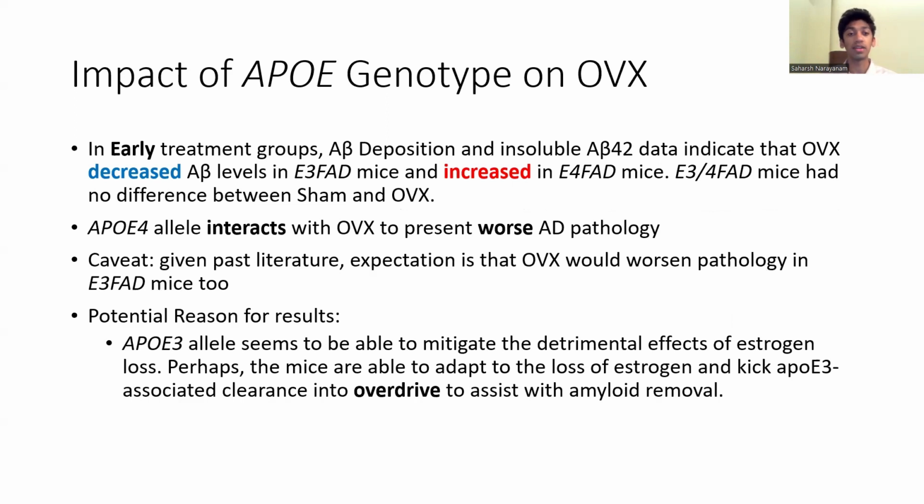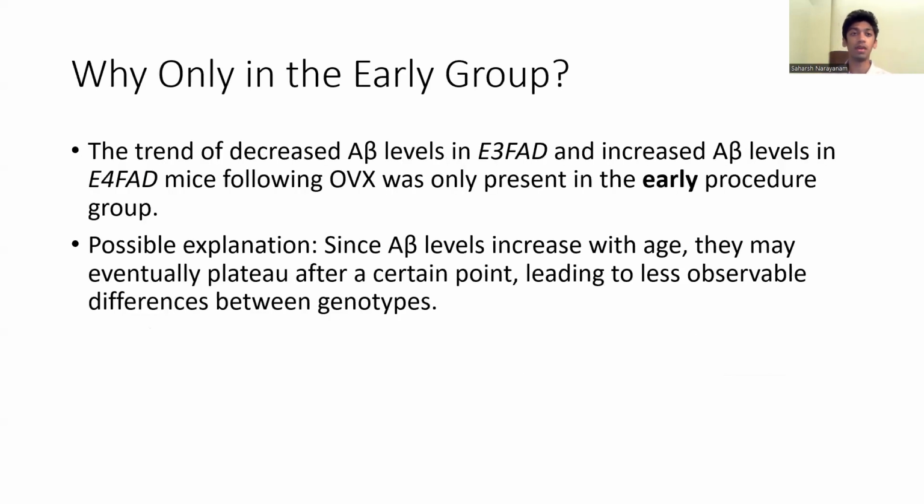However, one caveat is that given past literature, one would expect that OVX would worsen pathology in E3 FAD mice as well. However, a potential reason for this in our results is that the ApoE3 allele seems to be able to mitigate the detrimental effects of estrogen loss via OVX. And so perhaps the mice are able to adapt to that loss of estrogen and kick ApoE3 associated amyloid clearance into overdrive in order to decrease the amount of amyloid beta.